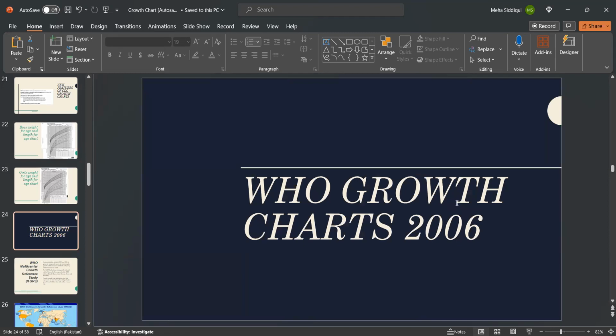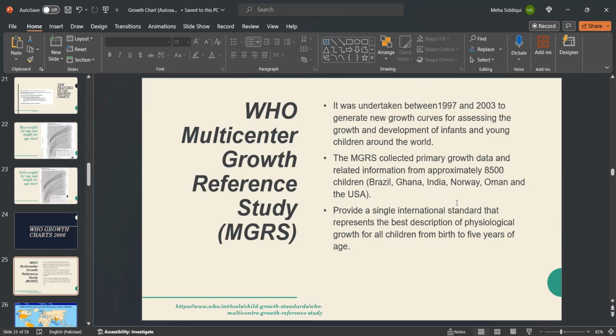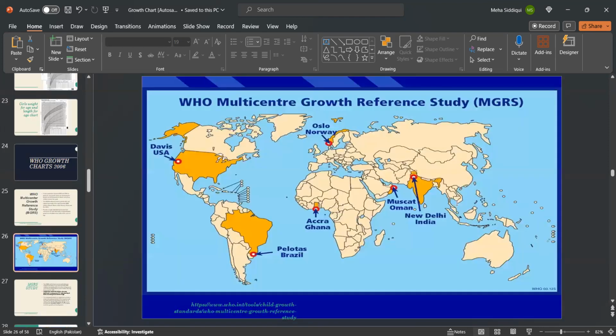Now, WHO growth charts. WHO Multi-Center Growth Reference Study. It was undertaken between 1997 and 2003 to generate new growth curves for assessing the growth and development of infants and young children around the world. The MGRS collected primary growth data and relevant information from approximately 8,500 children of 6 countries: Brazil, Ghana, India, Norway, Oman, and USA. It provides a single international standard that represents the best description of physiological growth for all children from birth to 5 years of age.